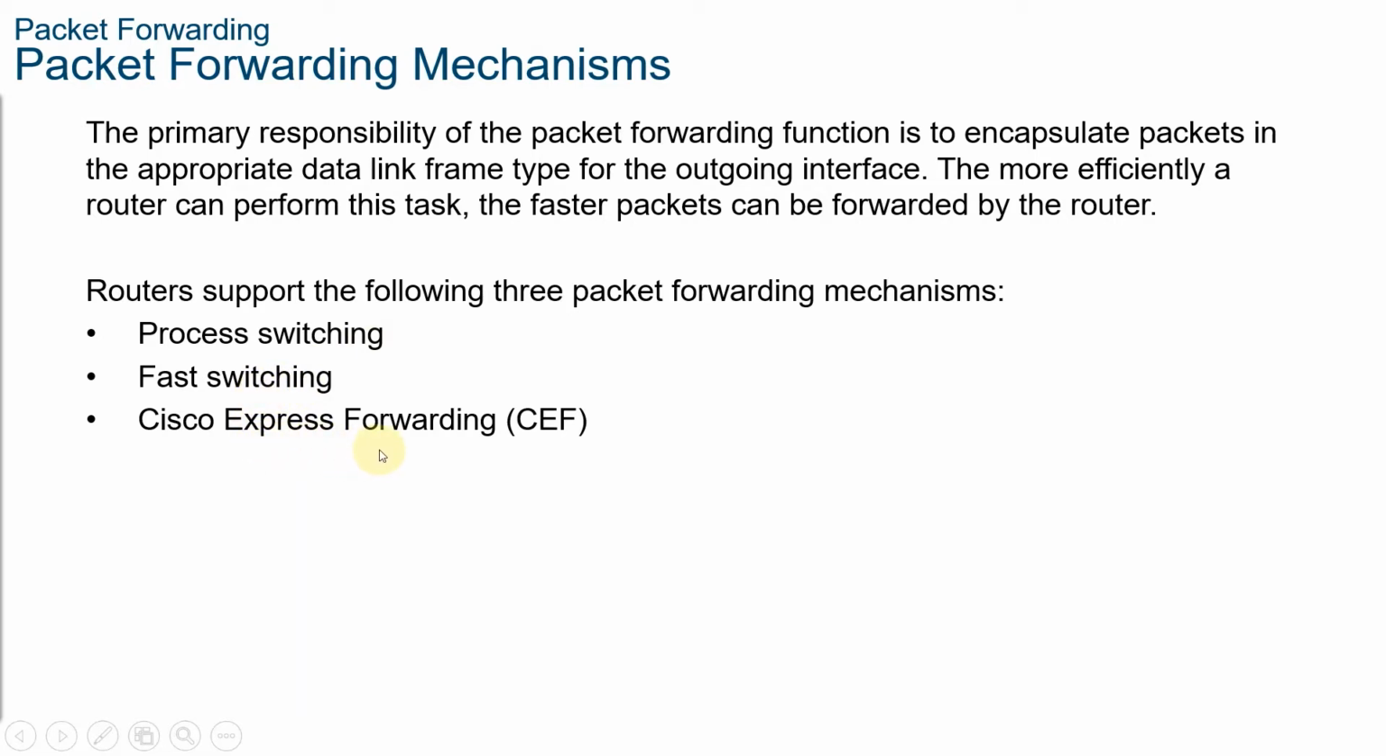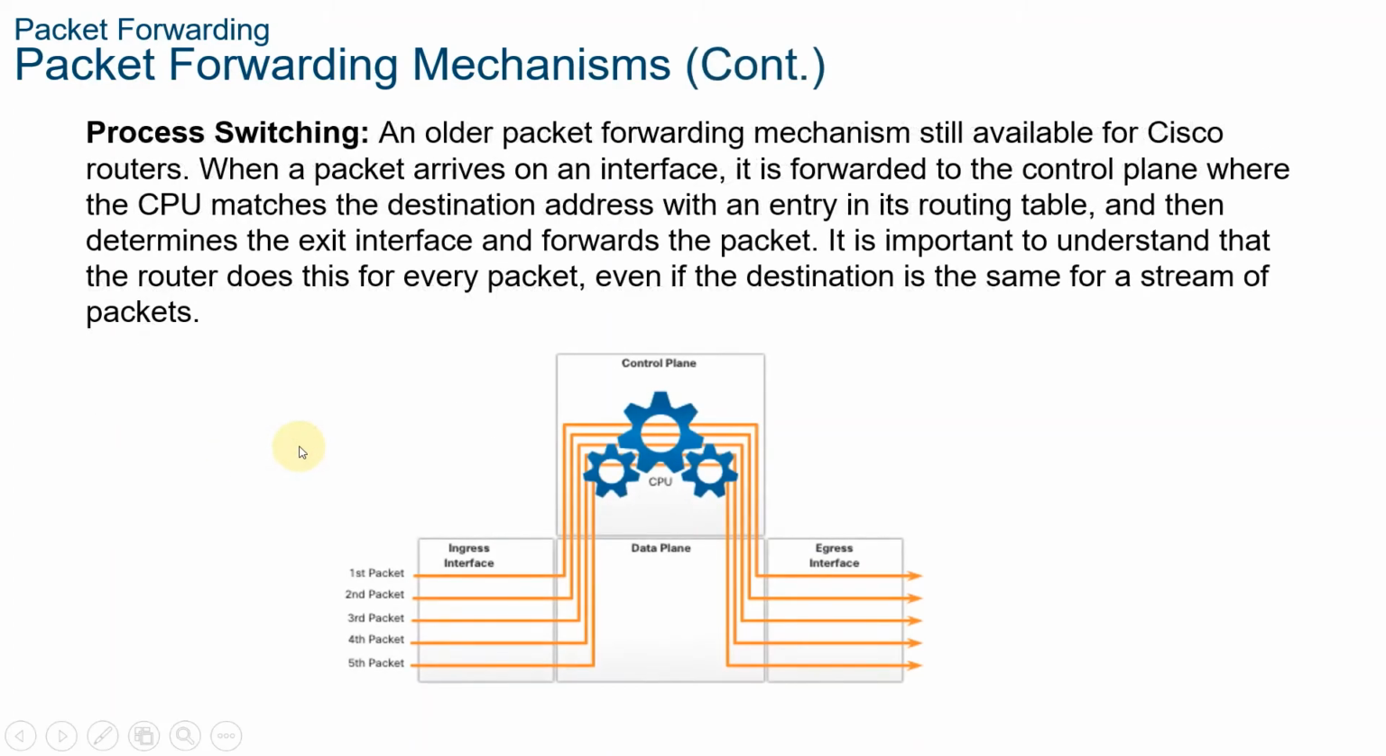So assume that there is a traffic flow which consists of 5 packets. They are all going to the same destination. Okay, so let's start with process switching.